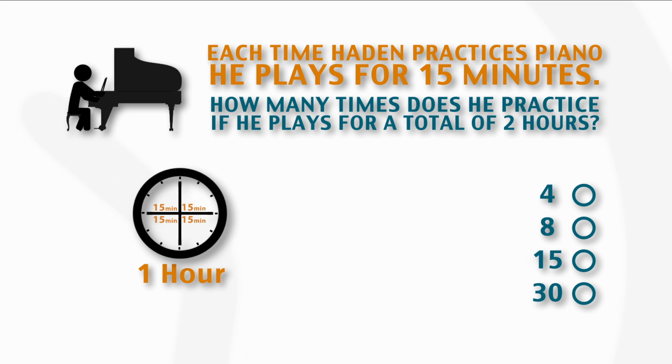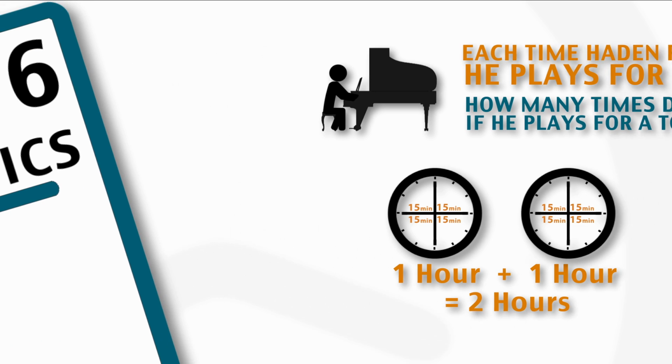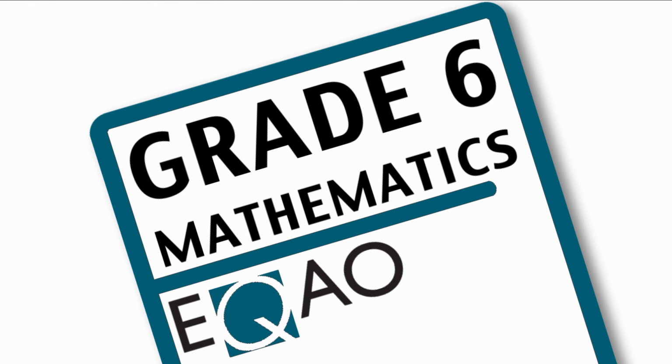Here, students are asked to think of both 1 hour as 4 groups of 15 minutes and 2 hours as 2 groups of 1 hour. Hayden practices piano 8 times within 2 hours. The effect of changing a unit size, in this example, changing hours to minutes, is important in the development of proportional reasoning. Next is the EQAO Junior Division Assessment question.